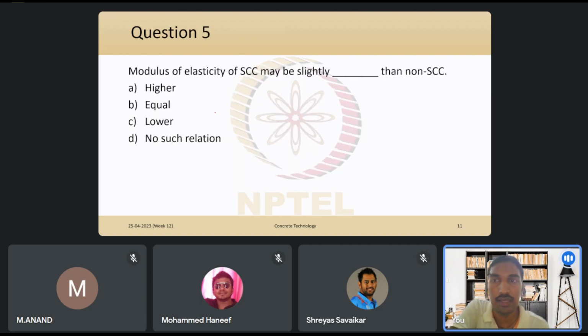Okay, question number 5: the modulus of elasticity of SCC may be slightly dash than non-SCC. The options are higher, equal, lower, and there is no such relationship.